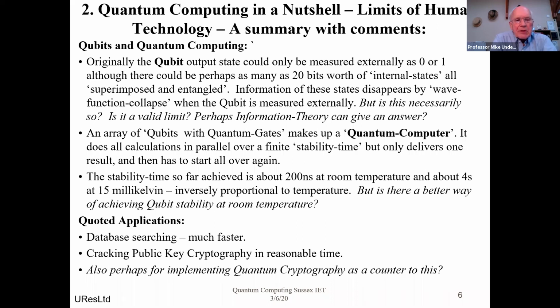Now, the quoted applications, which we'll mention perhaps a little bit later: database searching is much faster, and cracking of public key cryptography in reasonable time, which is what makes it difficult with ordinary computers. And also perhaps the counter to that is quantum cryptography, but that's an open question, as we'll see in a moment.